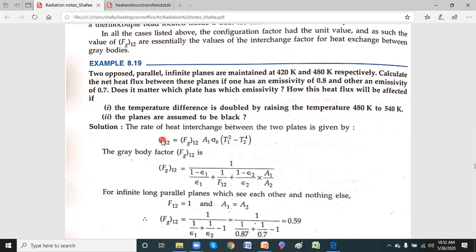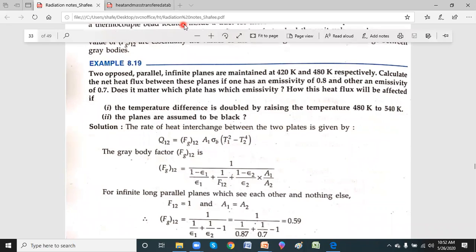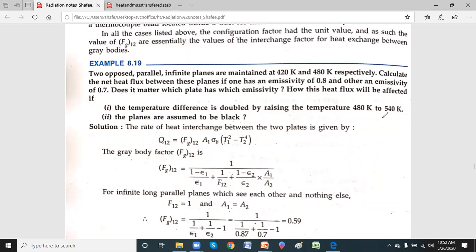Now we have a single formula for black and black surfaces: Q12 equals FG12 A1 sigma B (T1 power 4 minus T2 power 4). You just take it as EB1 minus EB2. So remember here how I can solve this particular problem. Now, these are two parallel plates.